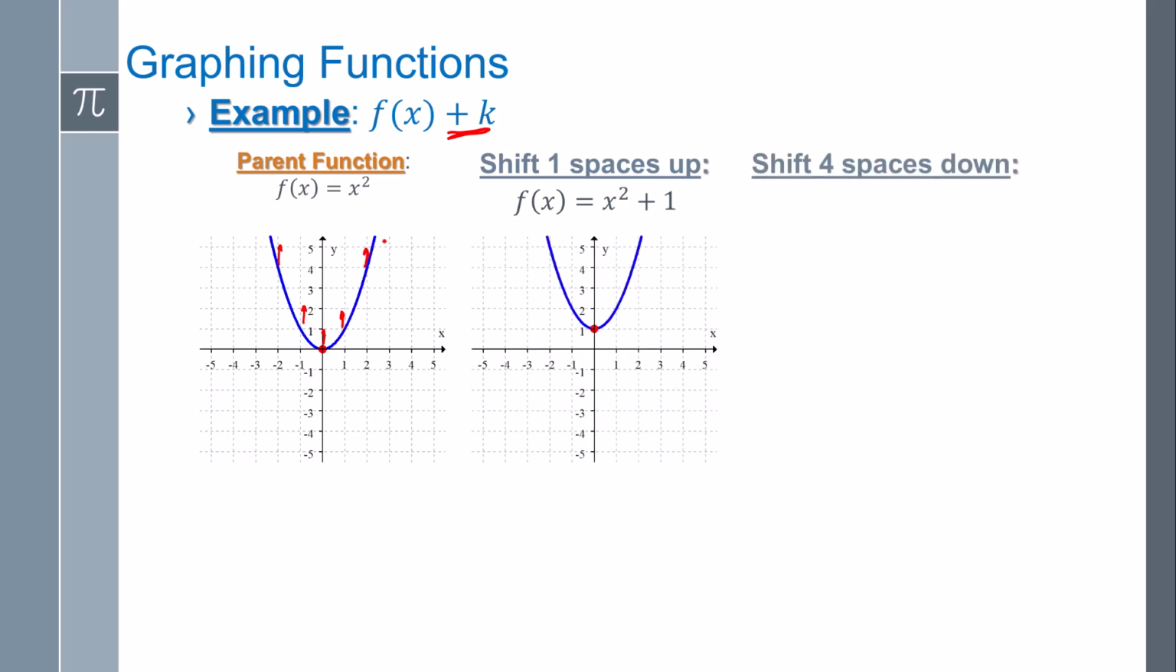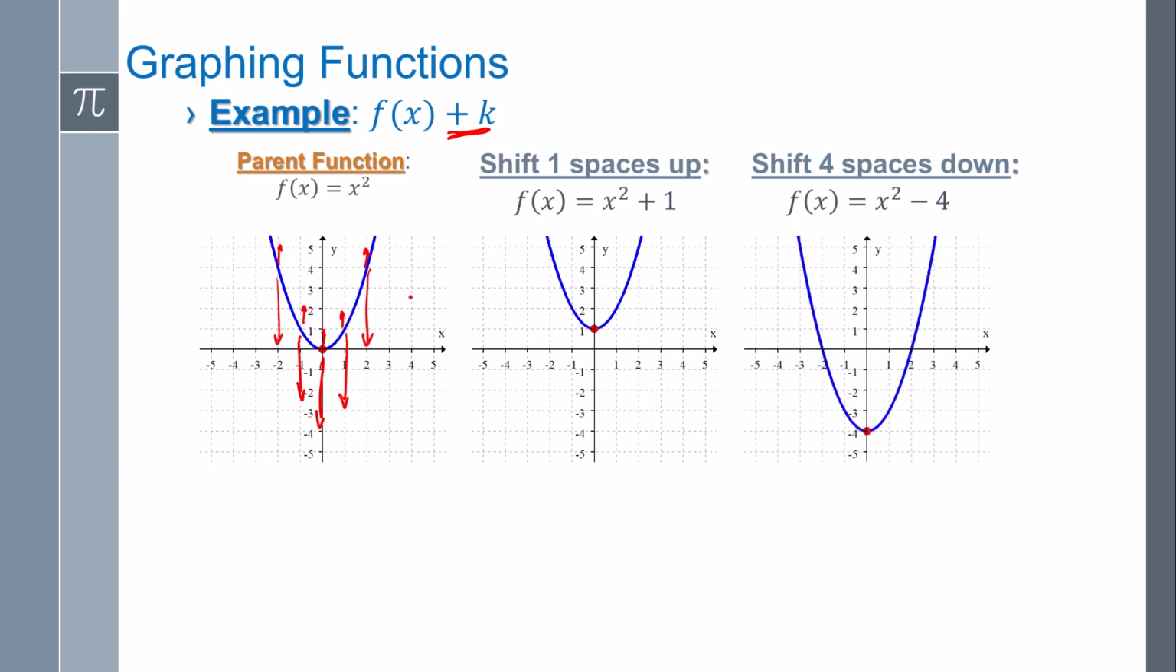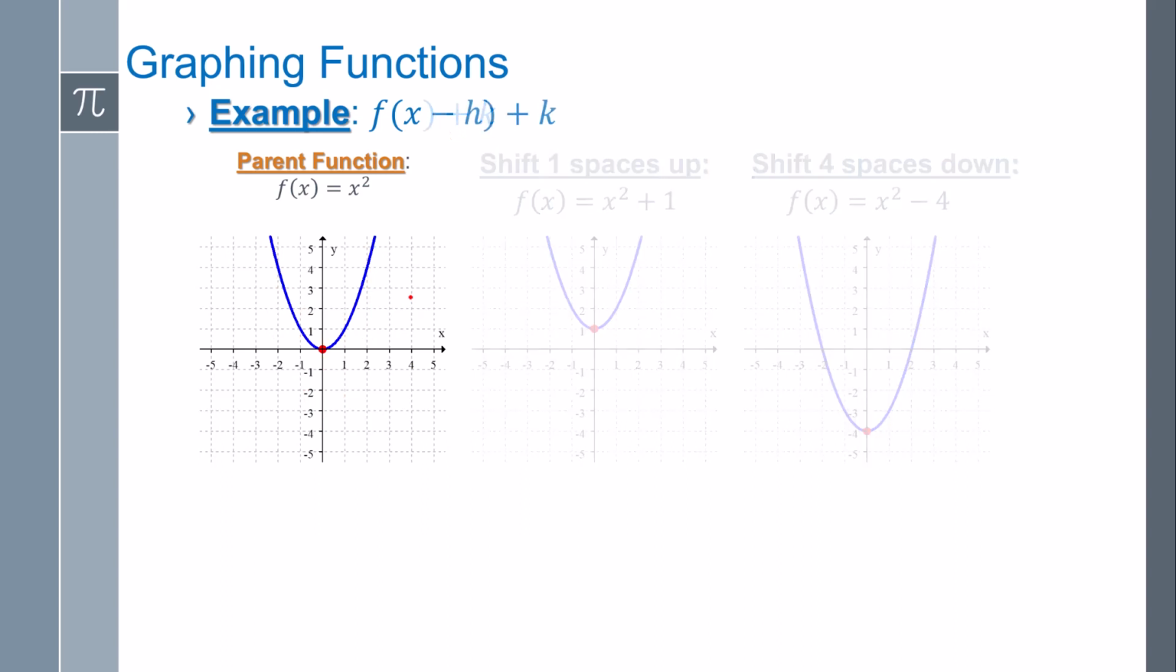If it says shift 4 spaces down, do the same. So it's going to be x squared minus 4. That means every single point is going to shift down 4 spaces. So it's going to look like that.